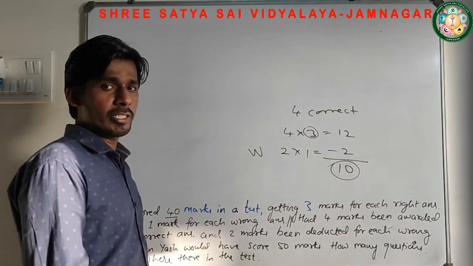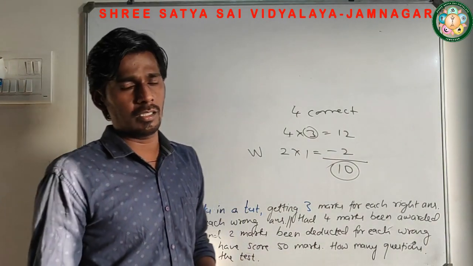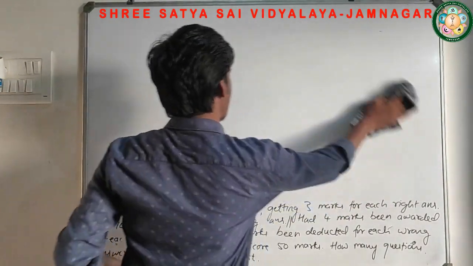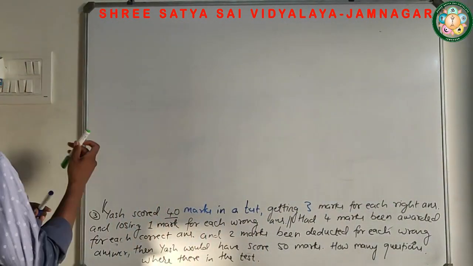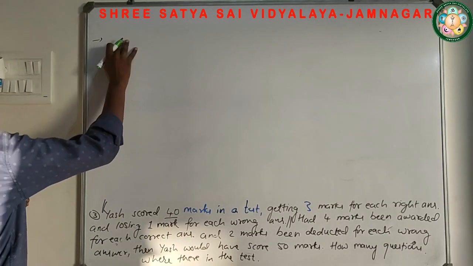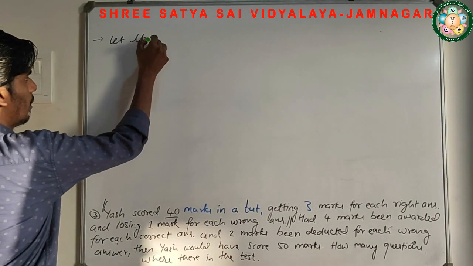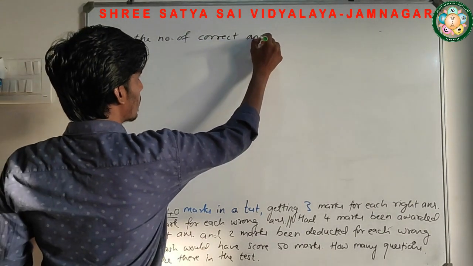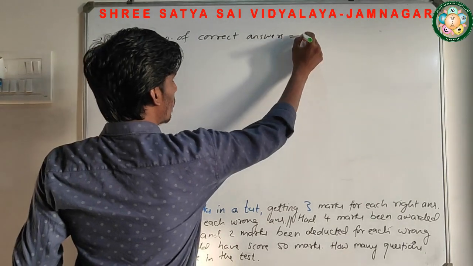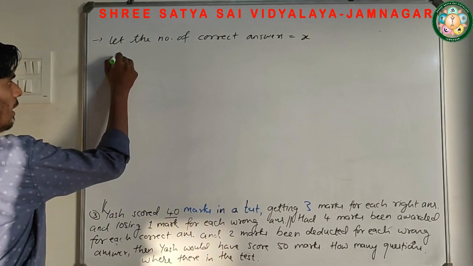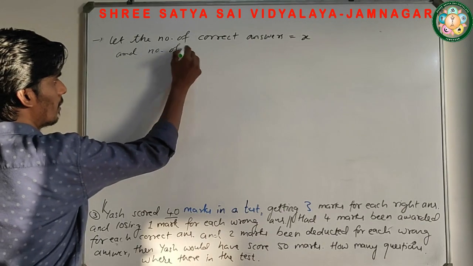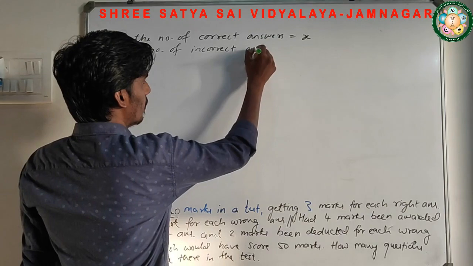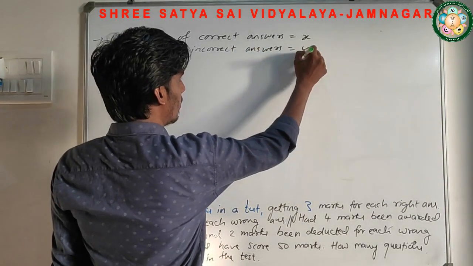Now we don't know the number of questions, how many he got correct or how many incorrect. So let's suppose that thing only again. Let the number of correct answers equal x, and the number of incorrect or wrong answers be y.